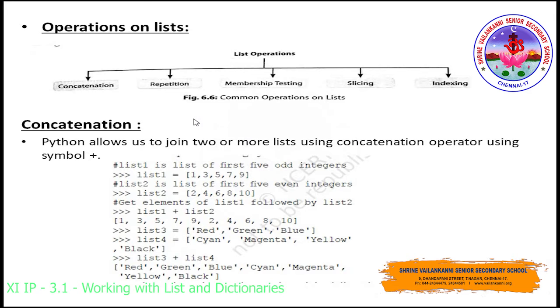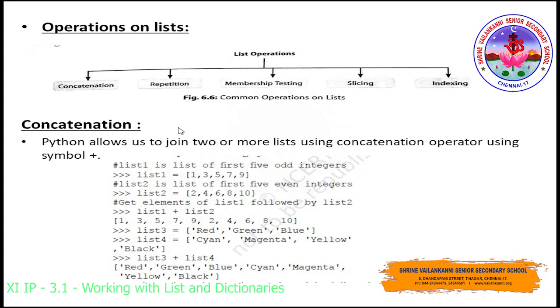So list, we already know very well, is a sequence of elements and it can be of any data type. The elements in a list will be separated by commas, and the entire elements of the list will be enclosed within square brackets. That is how we will identify that it belongs to a list, right?